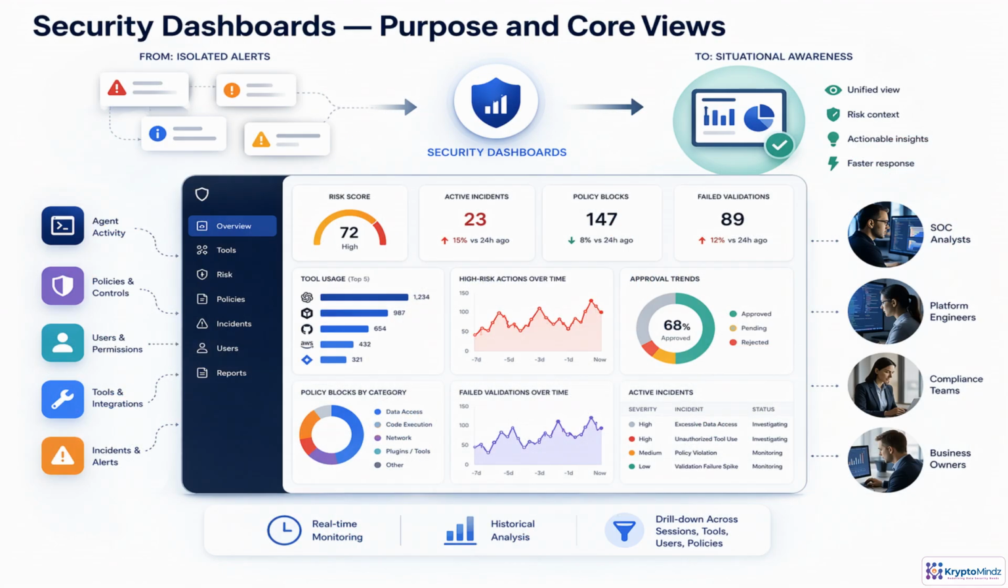Security dashboards turn scattered agent alerts into shared situational awareness. The goal is not prettier reporting. It is faster decision-making. Teams need to see overall risk posture, then drill into the session, tool, user, policy, or incident behind the number. Useful views include tool usage, high-risk actions, approval outcomes, policy blocks, validation failures, prompt injection detections, and open incidents. Dashboards should support real-time response as well as historical trends and audits. A SOC analyst, platform engineer, compliance lead, and business owner may all need different slices of the same truth.